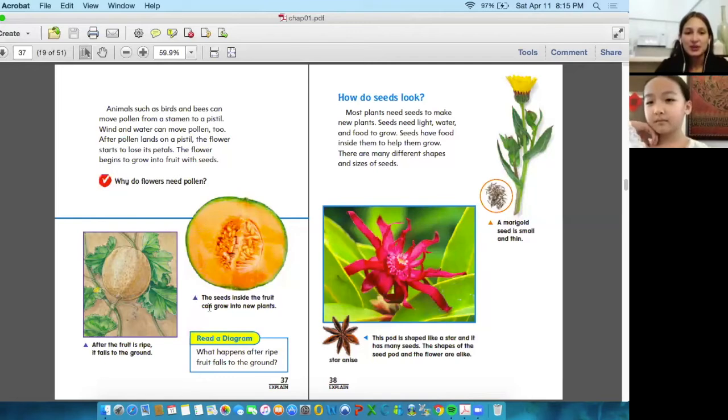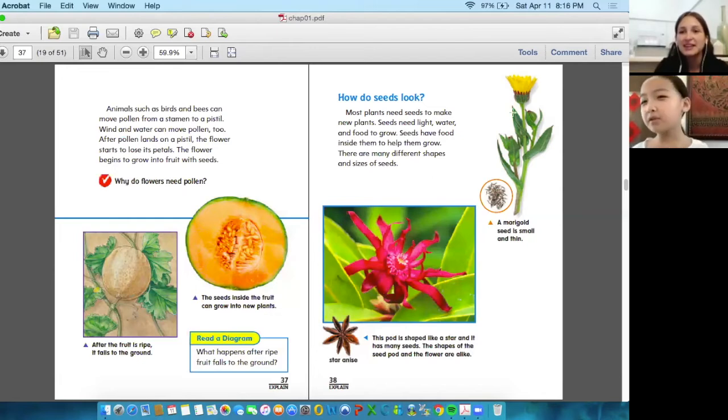Okay, so let's read right here what it says about the cantaloupe. The seeds inside the fruits can grow into new plants. Wow, so actually if we were to take all of these seeds and maybe plant a couple around a garden, we could probably get many cantaloupe plants, okay? So imagine how many plants we could get with all these seeds.